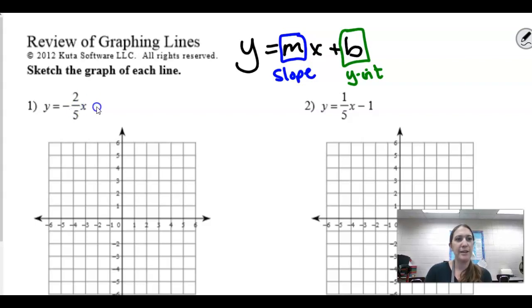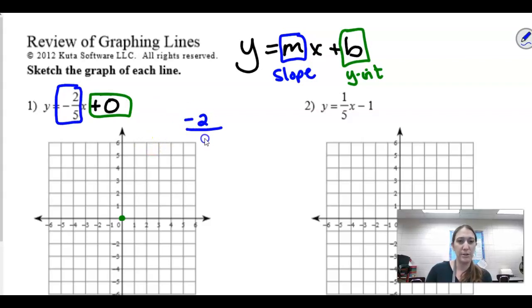So negative 2/5 x, it seems to be missing something. There is a plus 0 on the end of this, which means our y-intercept is at 0. So along the y-axis, we make a point at 0. And then from that point, we move however the slope tells us to move. So this one has a slope of negative 2 over 5.